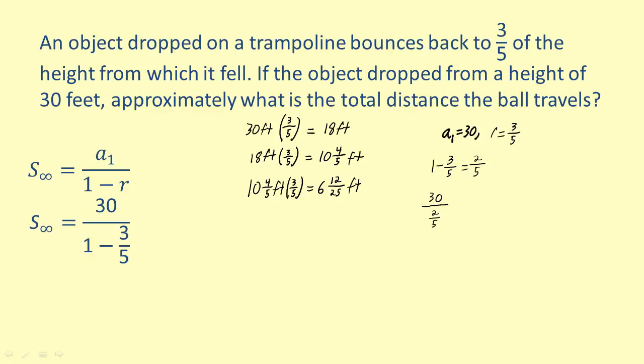Since division is multiplication by the reciprocal, we can say that 30 divided by 2/5 is equal to 30 times 5/2. Finally, we can say 30 times 5/2 is equal to 75. This means the object traveled a total of 75 feet.